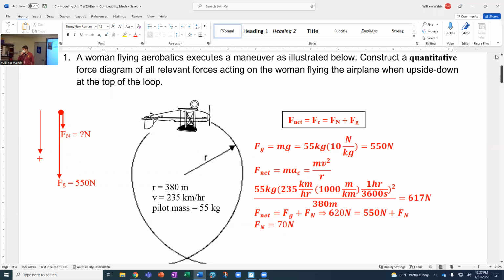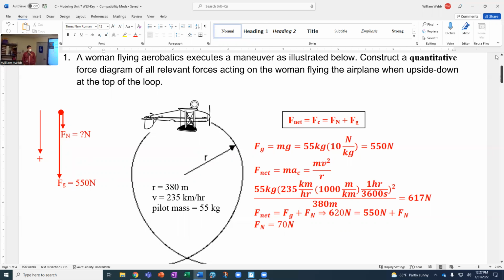Yeah, Kenny? Why isn't there a normal force, like a seatbelt, keeping her in the seat while she's upside down? She doesn't wear a seatbelt. Why doesn't she fall out? Because they're going fast enough. Centripetal force. Yeah. If she was going too slow, she would fall out.